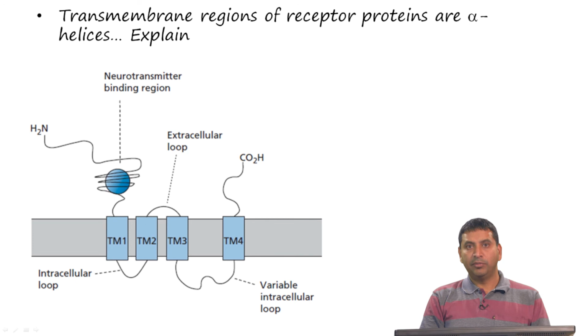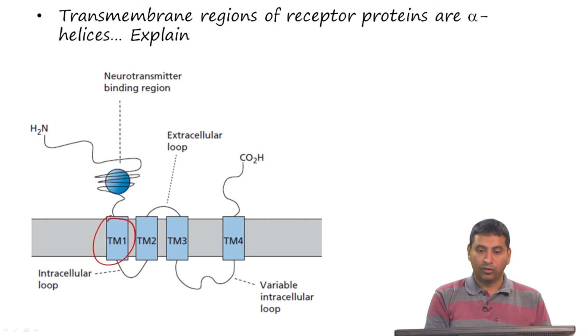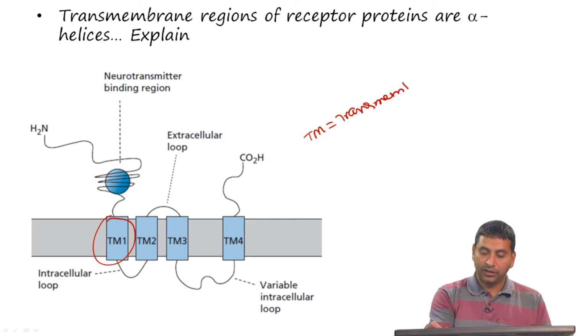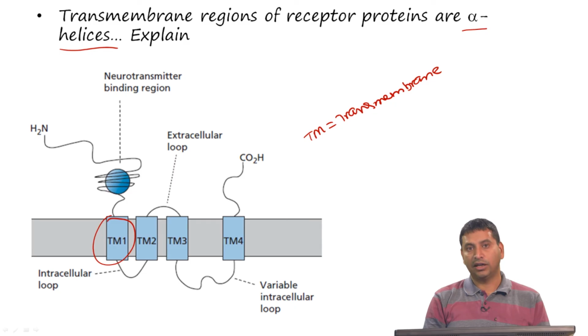Next question: transmembrane regions of receptor proteins are alpha helices. Explain. Here is the cartoon that depicts a transmembrane receptor protein. These regions, known as TM1 to TM4, are transmembrane regions, and these are alpha helices. The question is, why are they alpha helices, or how do we understand the formation of an alpha helix in this context? Just to recap, here is the neurotransmitter binding region, and once the neurotransmitter binds to this region, a conformational change occurs which results in the signal transmission.